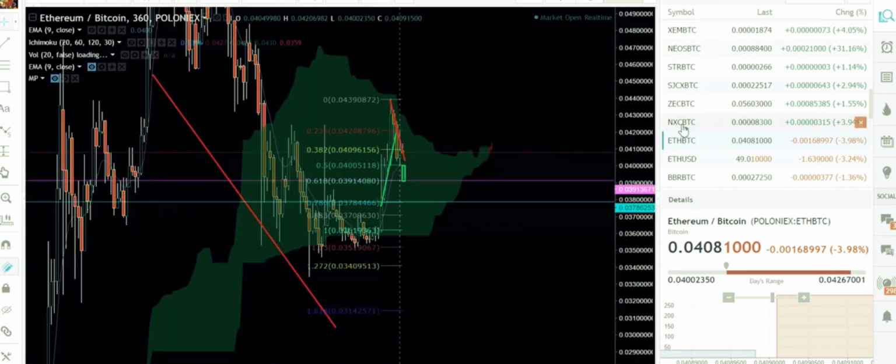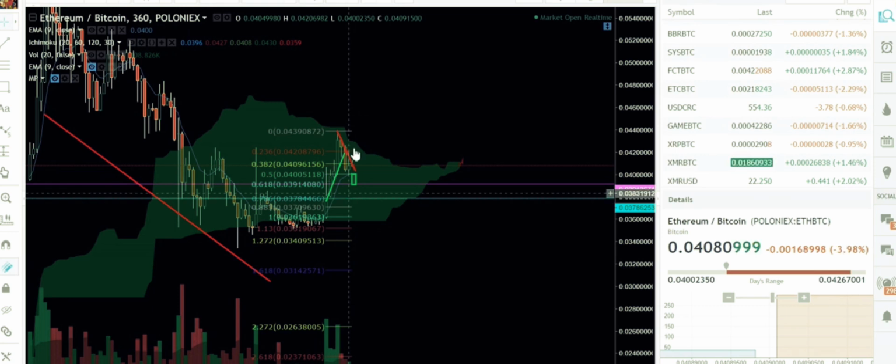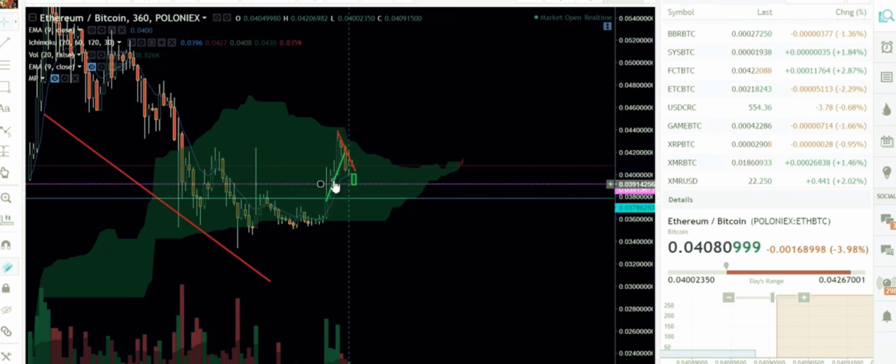All right, let's look at some of them. Just to point out here, also when we look at the 6 hour here on Ethereum, let me get rid of our little drawing tools here. We can see that this thing has just done a small little wave trying to get itself out of here. Okay, we're trying to get ourselves out of this downtrending area, and we're still not above the 6 hour cloud.